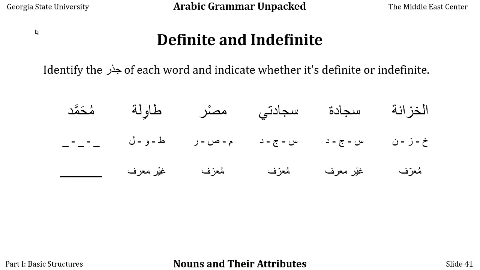Tawila, or table, comes from the ta, waw, lam, to be tall or long root, and it's غير mu'arraf because it doesn't have alif lam, it's not owned by another noun, it doesn't have a possessive suffix, and it's not a proper noun. But Muhammad, a proper name, is mu'arraf because it's a proper name, and its root is ha, mim, dal, which means to praise something.